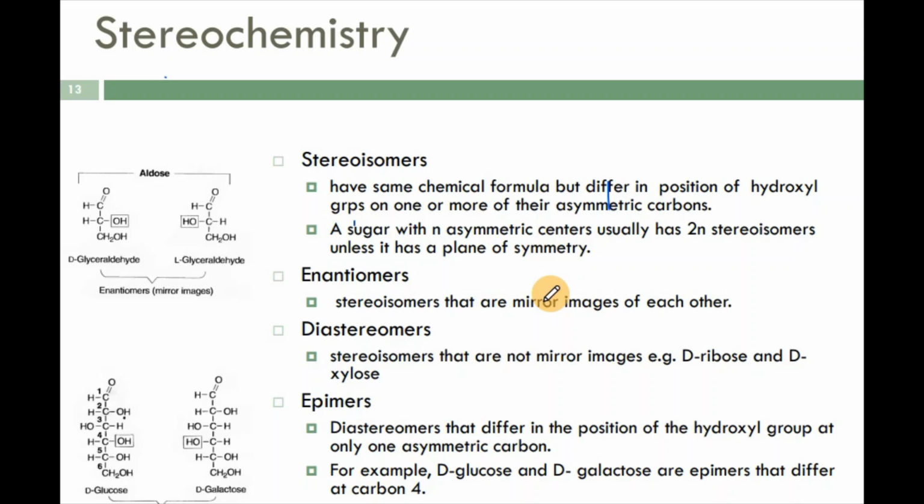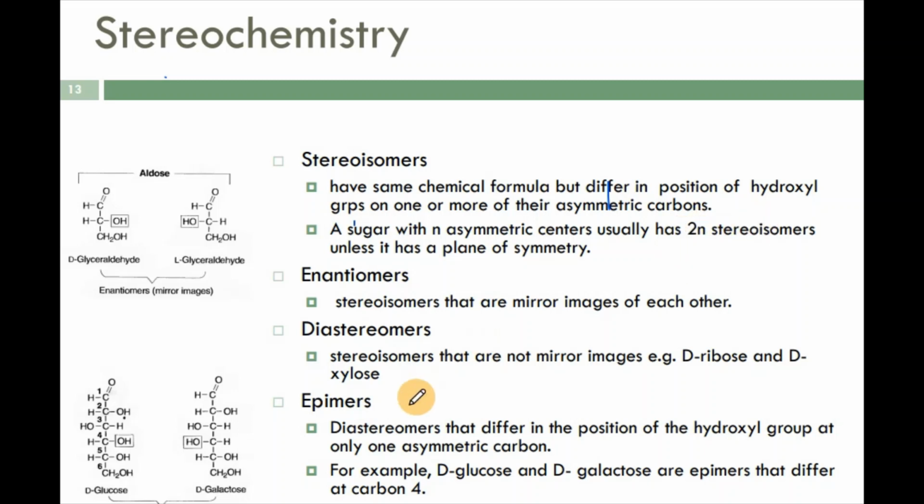If you have a sugar with more than one chiral center, it can exist in several isomeric forms. That is, it can have different arrangements of the hydrogen and hydroxy on the chiral carbons. So for you to determine the number of possible isomers from a sugar, the formula is 2 to the power n, where n represents the number of chiral centers.